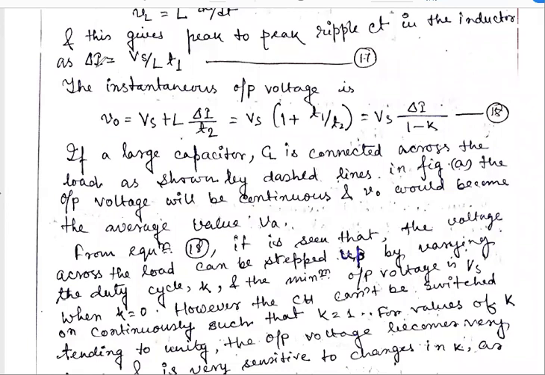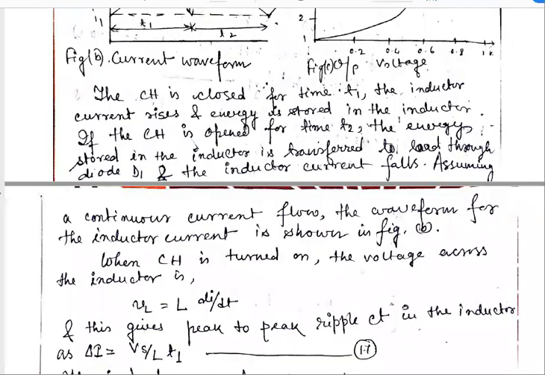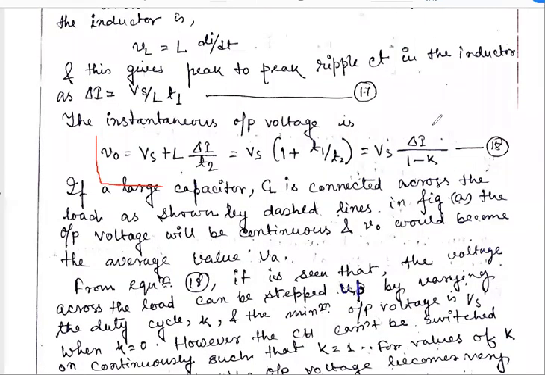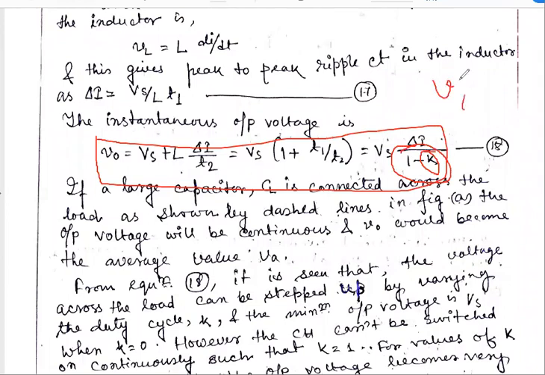Okay. Now, if we apply a large value of capacitor across the load, meaning a capacitor is connected as a load, then the output voltage will be continuous and becomes the average value of Vo. Okay. And here we see that this is a step up because Vo is a function of Vs into some factor. And after varying the value of k, we get that Vo is greater than Vs, because if we put k equals 1, then Vo becomes infinite. Am I right?